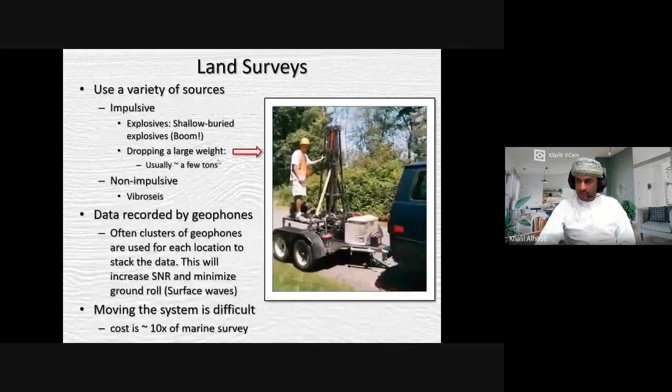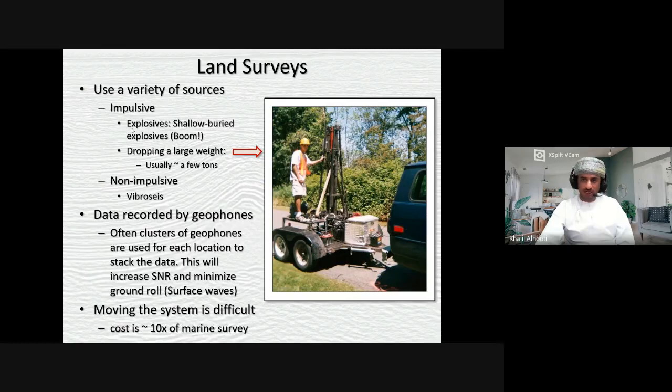So going back then to land survey, as I said, it's more expensive, it's more tedious, it's more time consuming. The survey you acquire in 2 months with a specific area in mind, in marine, it probably will take you 10 or a year in land if you do the same survey in land. As well, we have a lot of different type of sources.